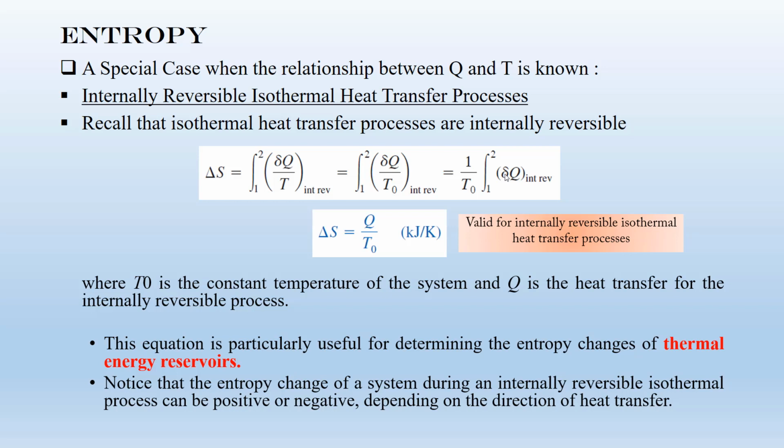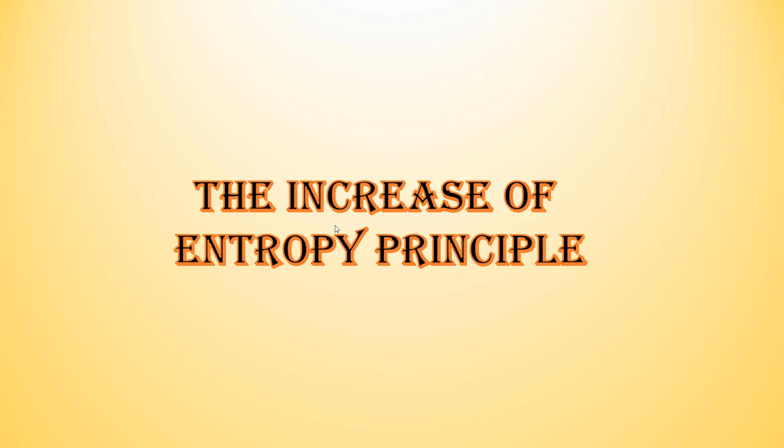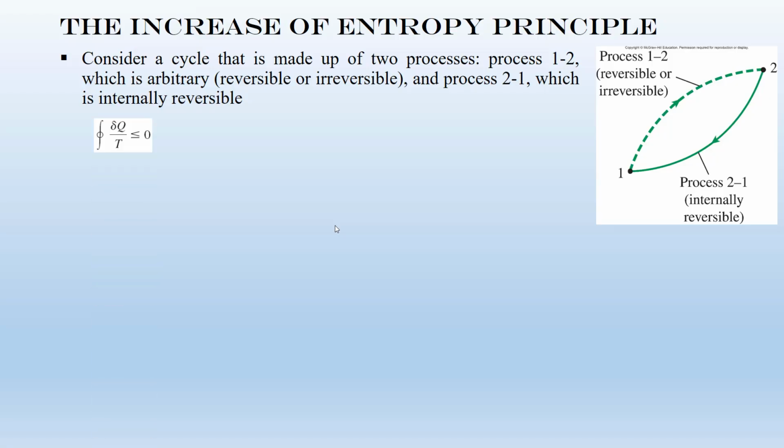So keep in your mind that Q can be positive or negative, and because Q can be positive or negative, this delta S can be either positive or negative. Okay, now the increase of entropy principle.